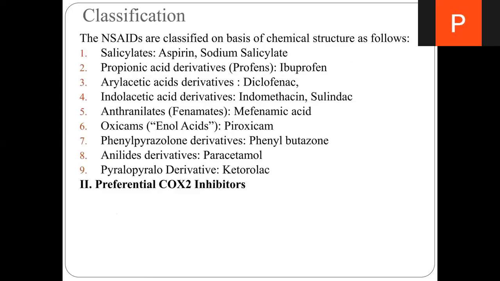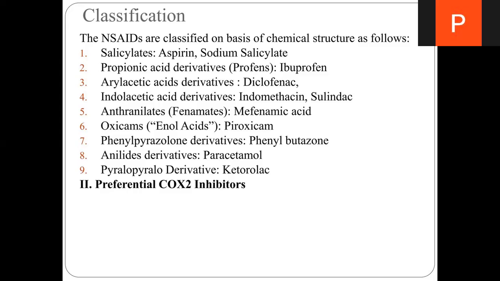Next, classification of anti-inflammatory drugs. The first one is salicylates. Examples are aspirin and sodium salicylate. The second one is propionic acid derivatives, also called profens. One example is ibuprofen. Next, aryl acetic acid derivatives. Example is diclofenac. Next, indole acid derivatives. Examples are indomethacin and one more drug, sulindac.